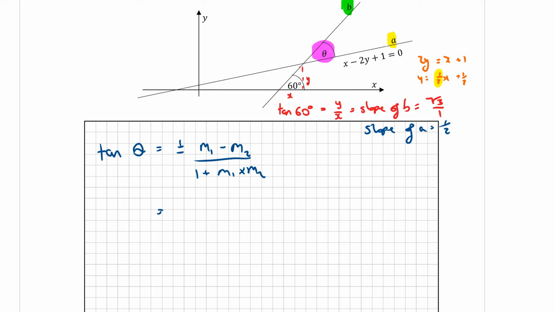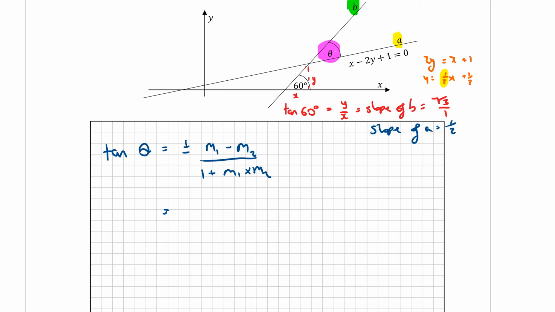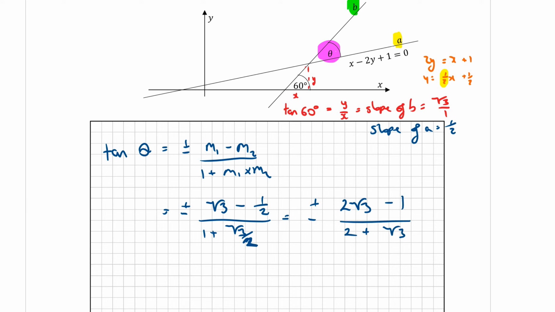So if I just do that, it'll be plus or minus, we'll say m1 is root 3, the line on top, root 3 minus a half, over 1 plus a half times root 3, which is root 3 over 2. Just tidy that up. That's equal to plus or minus twice root 3 minus 1 over 2 plus root 3. If you wanted to tidy it up, you could put that into your calculator, or else you could just multiply above and below by the conjugate.